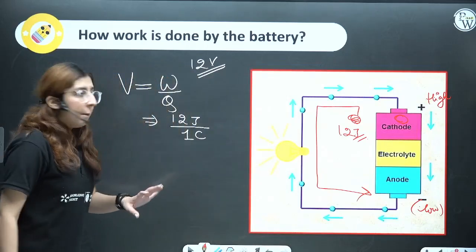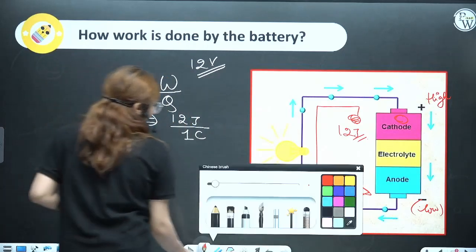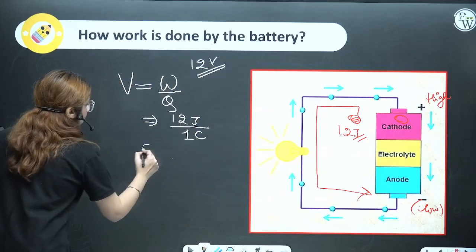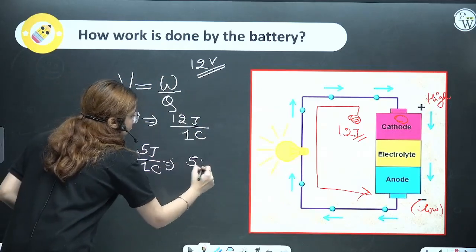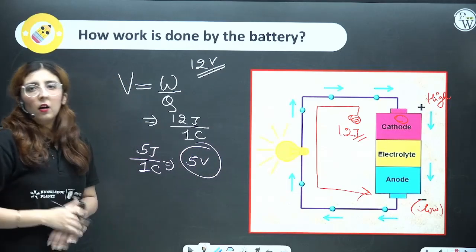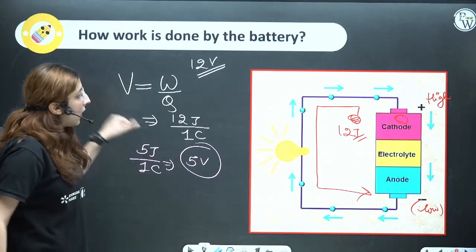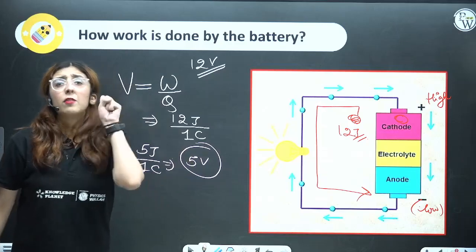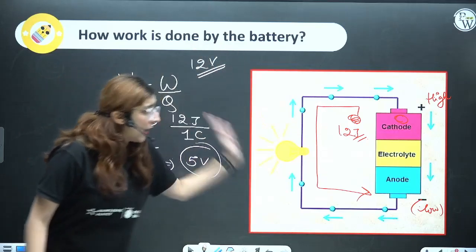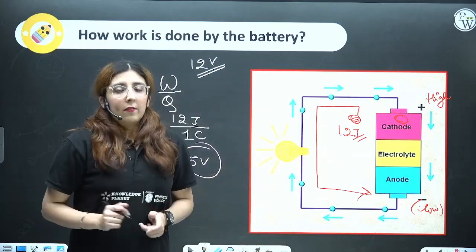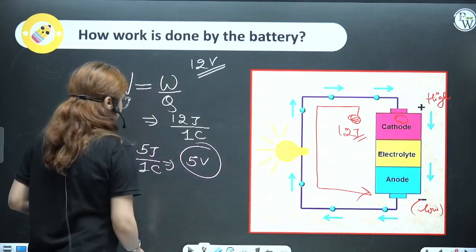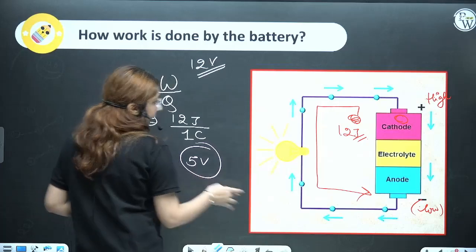Now simple. 5 joule of work is done on a particular charge. So 5 volt battery, 5 volt cell. This much amount of work is done on a particular charge in order for it to move from the positive terminal to the negative terminal, higher potential to lower potential. Now everyone, see and understand.